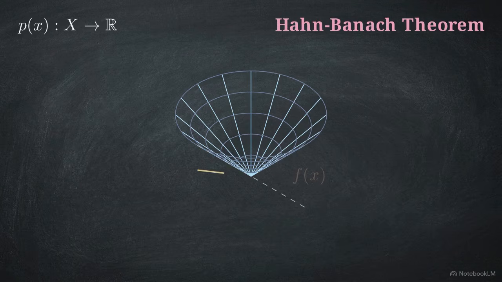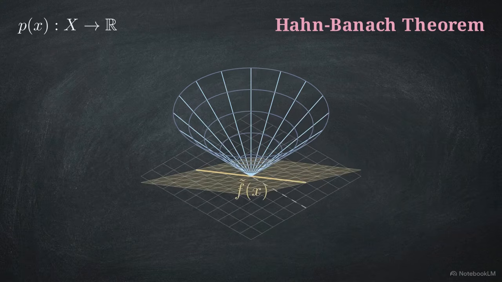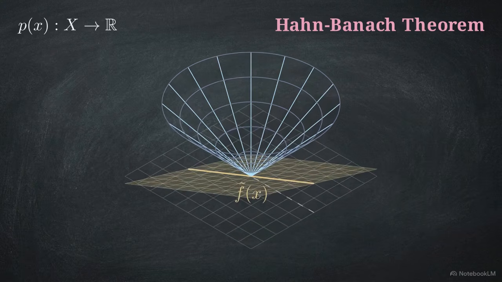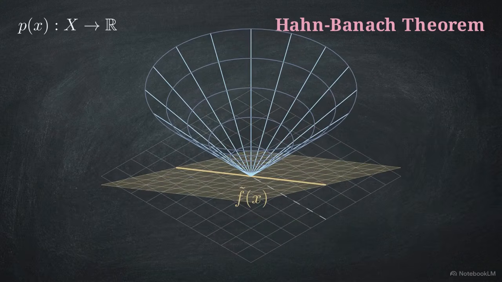This brings us to the Hahn-Banach Theorem. It states that if we have a linear functional defined on a subspace, and it is less than or equal to our sublinear canopy, we can extend it to the whole space. And crucially, the extended functional will still obey that exact same boundary condition everywhere.